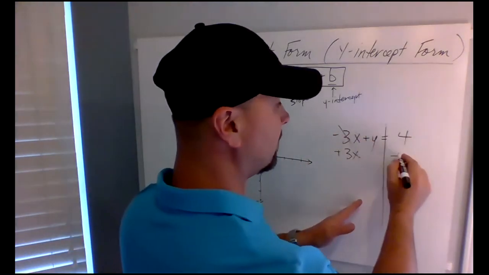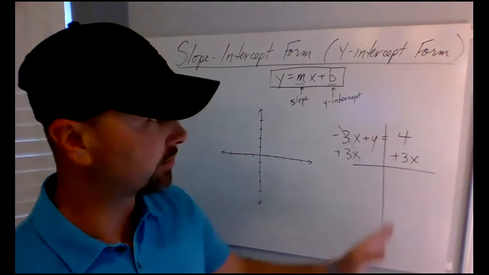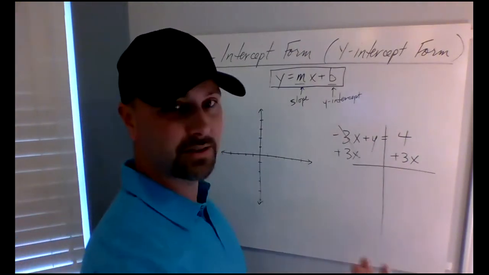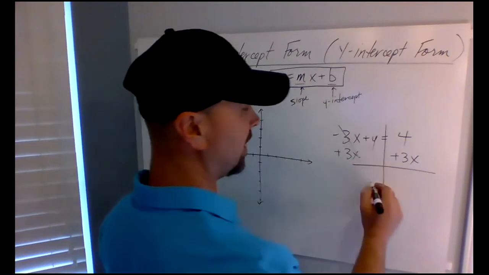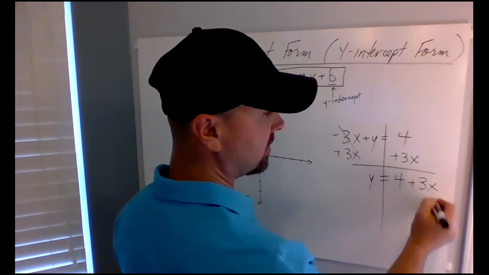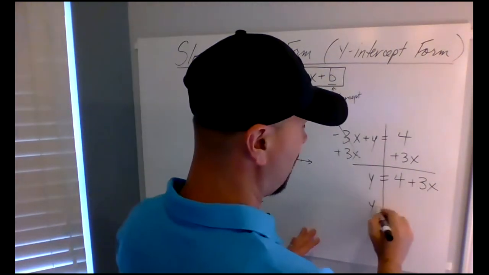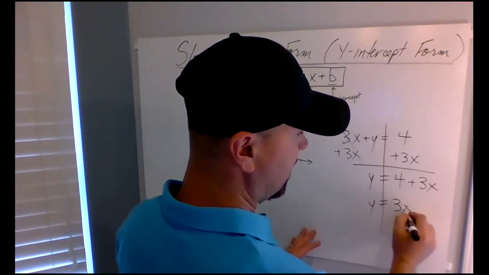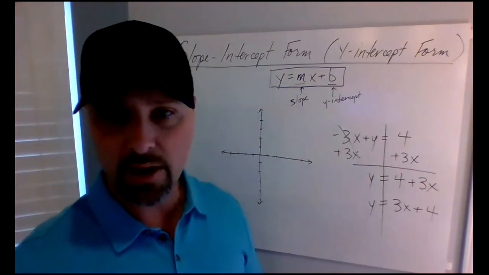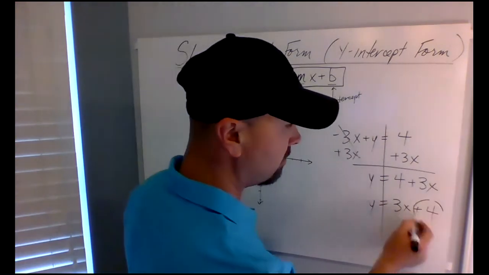Anything I do on one side, I do to the other. So add 3x to the 4, which they're not compatible. They just go over as plus 3x. So bring down y equals 4 plus 3x. If you want to flip that around to the correct order, y is equal to 3x, which is positive, plus 4. Now I have my equation in slope-intercept form, and I can graph from there.